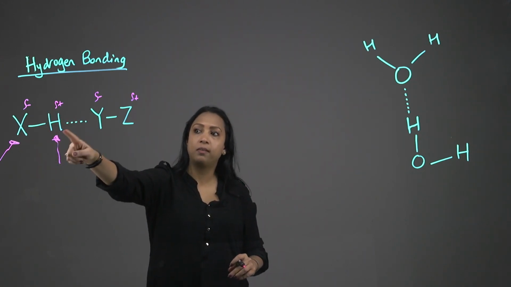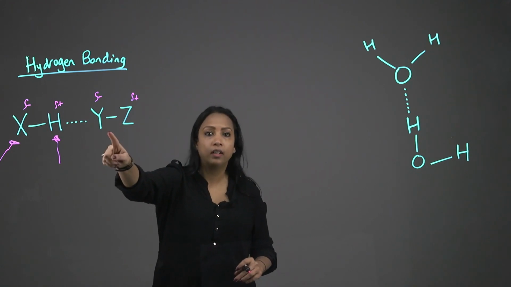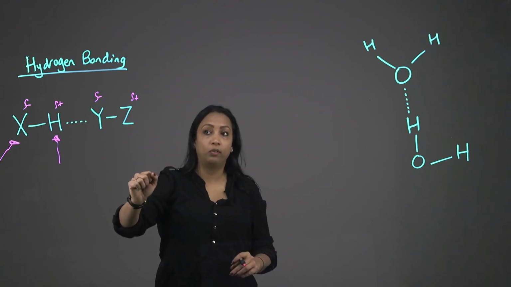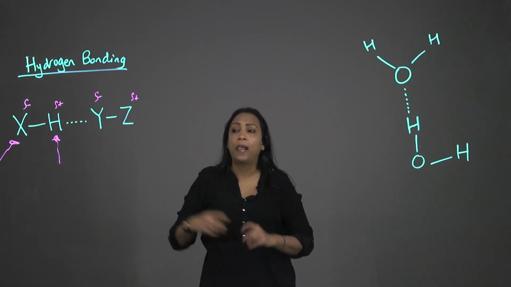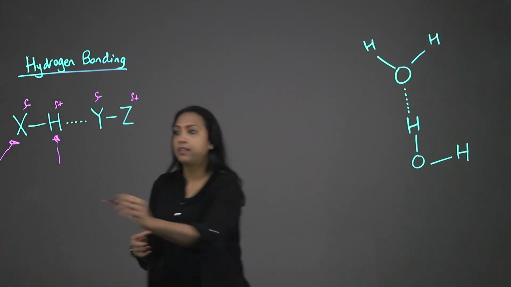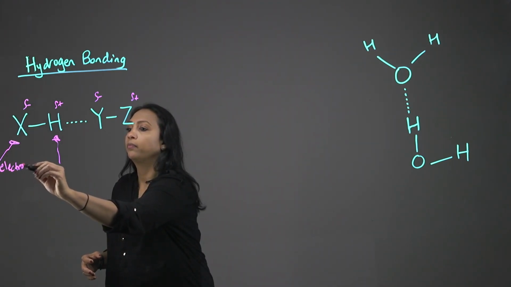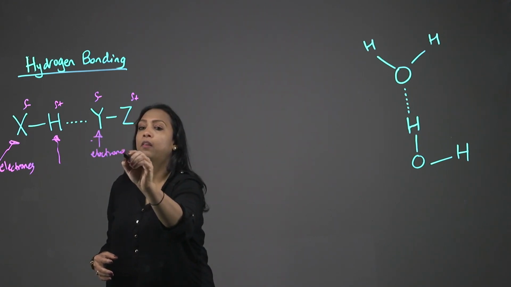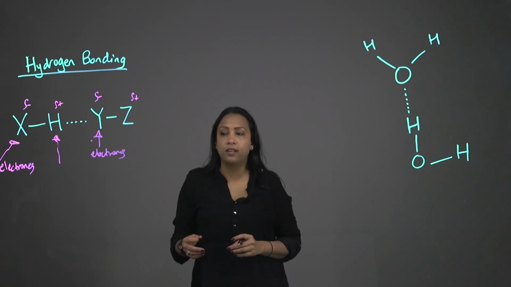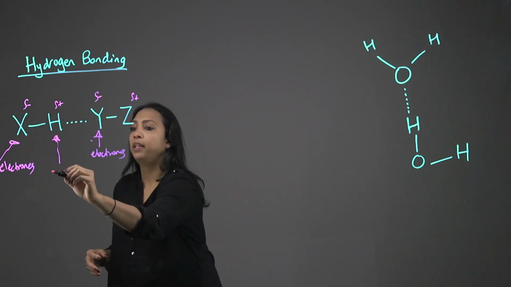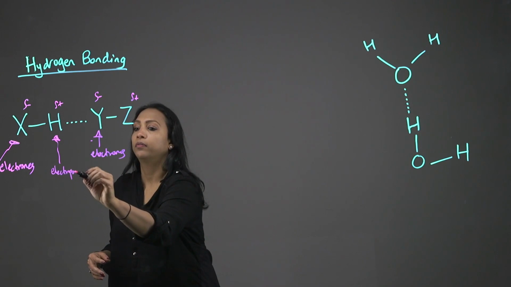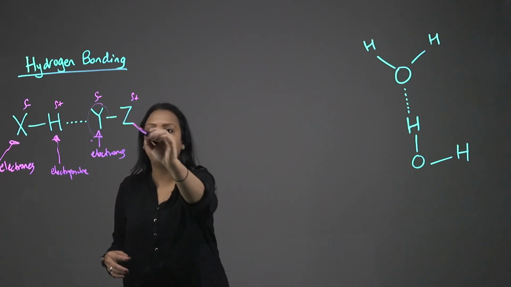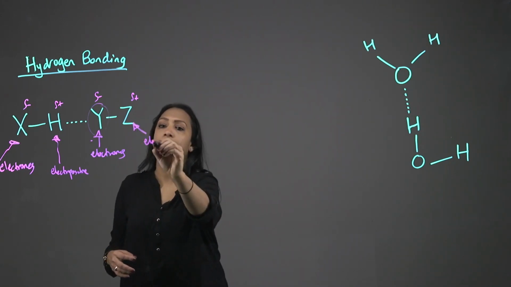It's attached to an electronegative atom, which will of course display a slightly negative charge. And then the hydrogen atom is then attracted to another electronegative center. This can be on the same molecule or in a different molecule altogether. So X and Y are electronegative centers, and we have my hydrogen being electropositive. And of course, if Y is electronegative, then Z, which is attached to Y, is also electropositive.